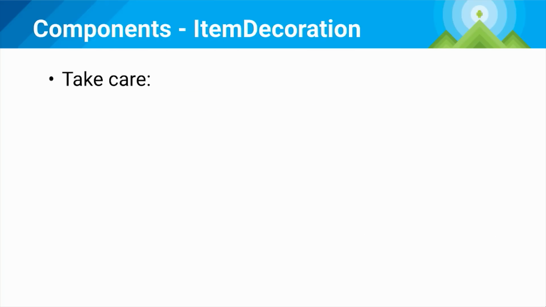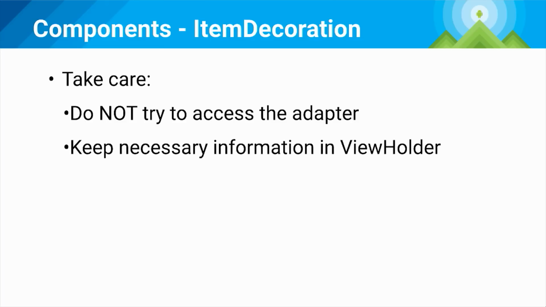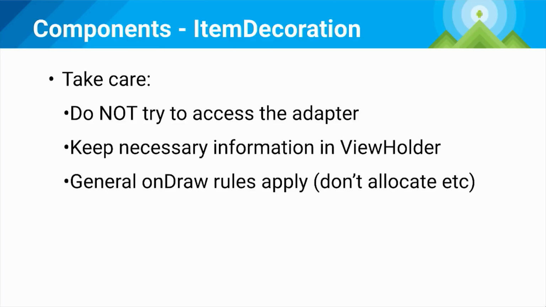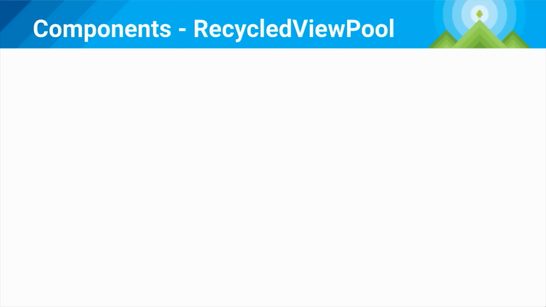There are some important things that you should know about item decorations. First of all, do not try to access your adapter because we might call it in the middle of a layout. You can still get the item's adapter position, but it's tricky. Instead, go with the information in the view holder. Your view holder should keep whatever information the item decoration needs. And the on-draw rules apply. Don't allocate, because you are being called many times during the drawing cycle. And when you need to get the view holder, you can use this method.